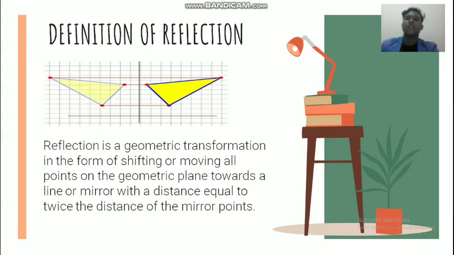So, what is the definition of reflection? Reflection is a geometric transformation in the form of shifting or moving all points on the geometric plane toward a plane or mirror with a distance equal to twice the distance of the point to the mirror. Okay, this is the definition of reflection.